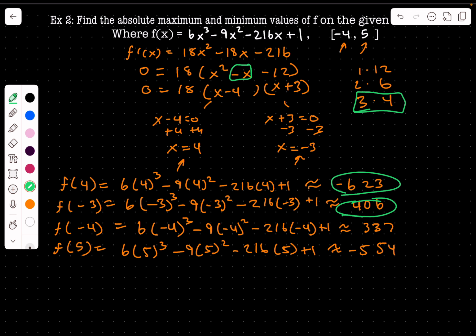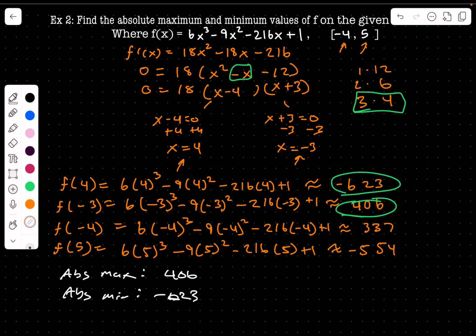So in this case, our absolute max and minimum do not lie within our endpoints, but we had to check anyways, right? So we can write that, again, if you're doing it for WebAssign, they're going to ask for absolute max. You're going to put 406. They're going to ask for absolute min. You're just going to type negative 623.